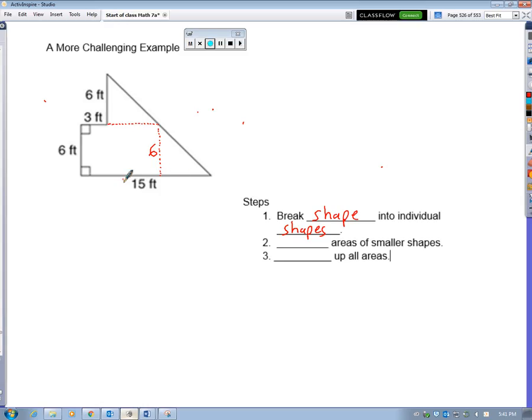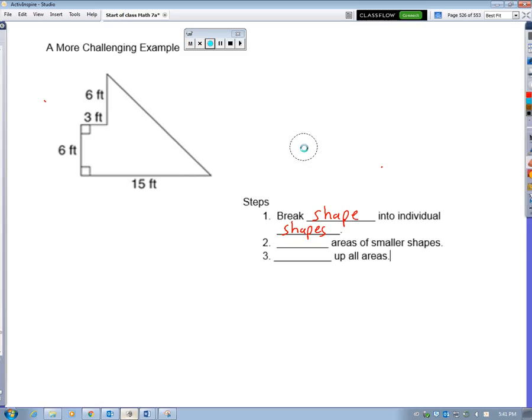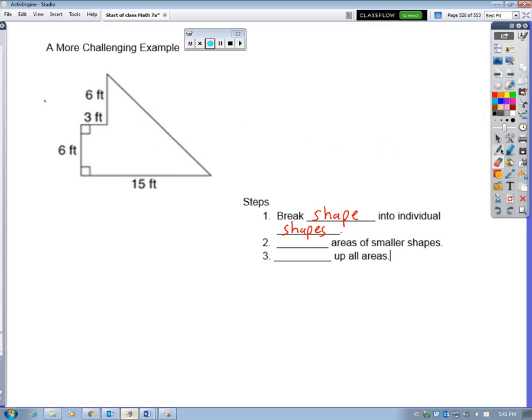I know the whole thing is 15, but I don't know how long this is from here to here, and I can't figure out what that is, and I don't know what this side is right here. Okay, so we just broke it in the wrong spot, which is no big deal. We just back up. I just need to give you a little extra explanation on that. We're just going to back up, and we're going to break it in a different spot.